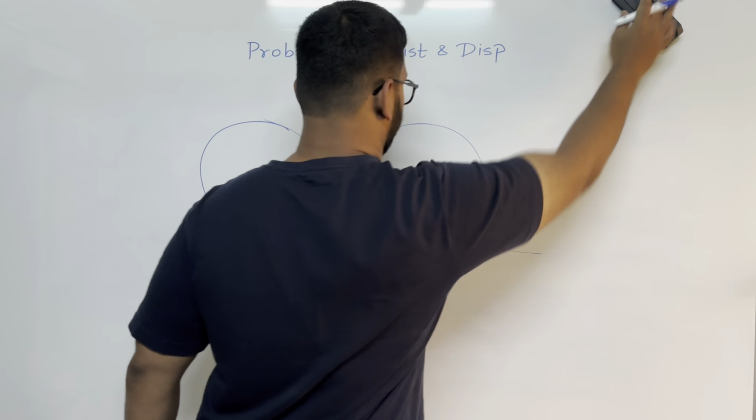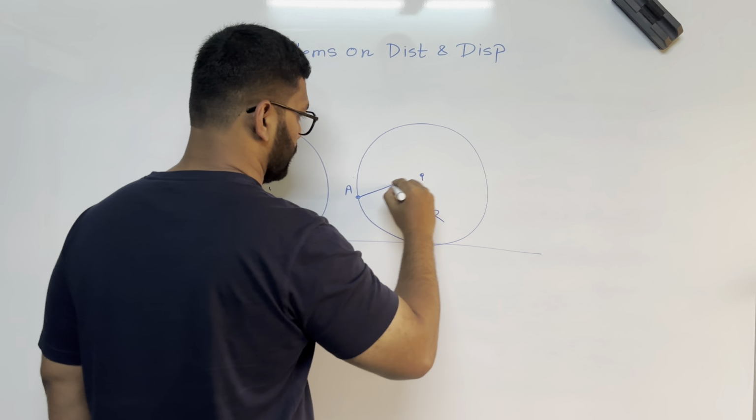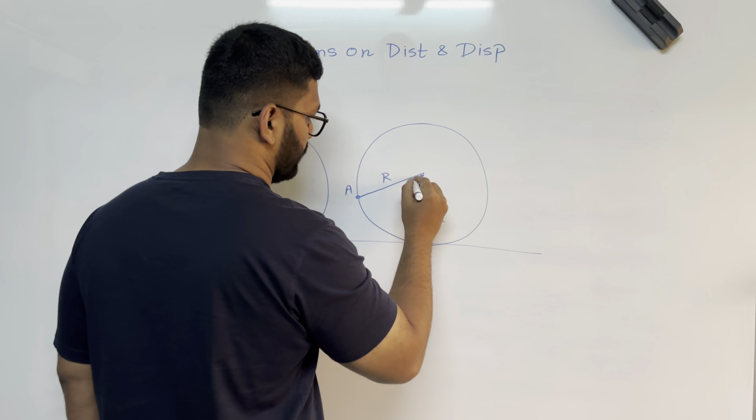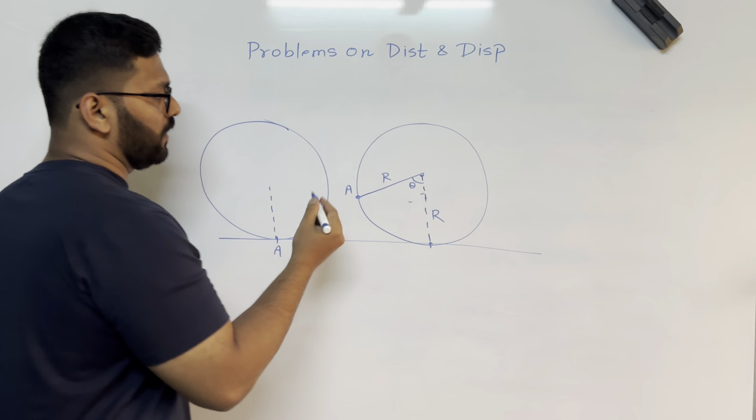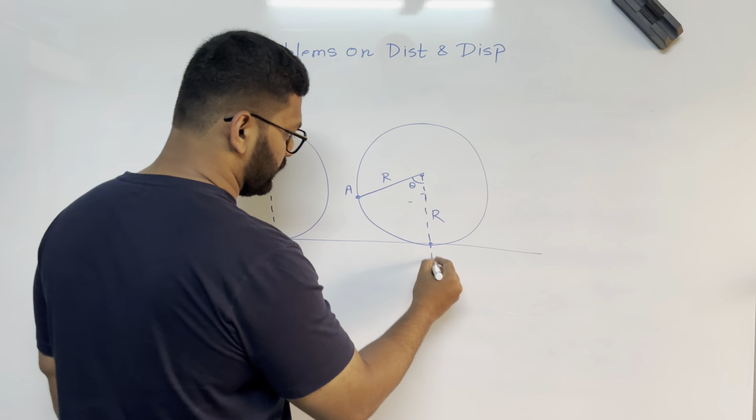Otherwise it's okay, let it be. So let's take this center. This is radius r. Let's say this is angle theta. It has gone by angle theta. So of course this length I know. Let's say this is B.